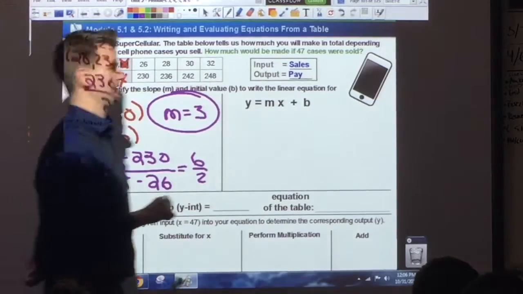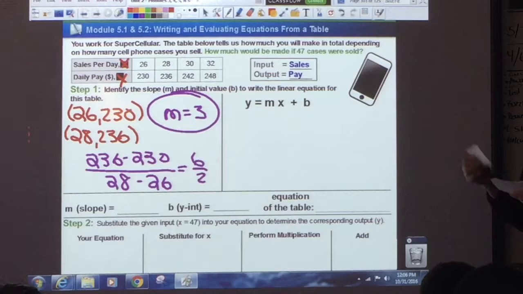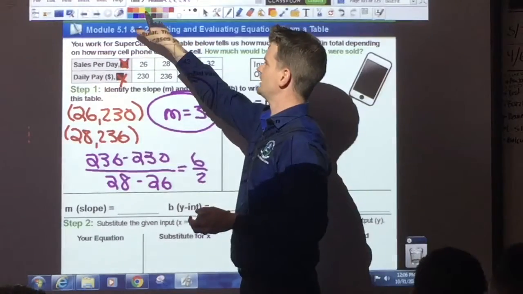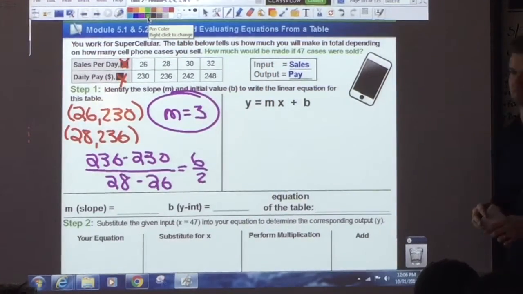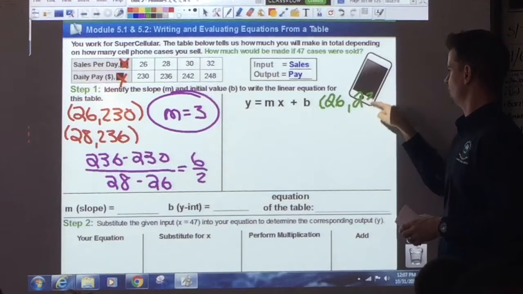And then I go and I find my b. This we're not going to have you guys do with me, because I want to make sure we understand how to do it. Some people are like, wait, how do I do that again? Kayla, to do this, you must first pick a coordinate pair. What do you want to use? You need a y and an x. 26 and 230. Doesn't matter if we use the same one again.